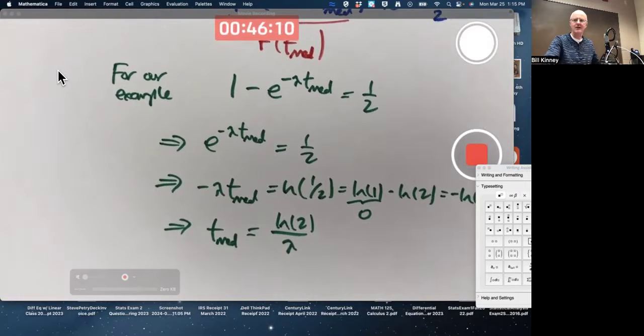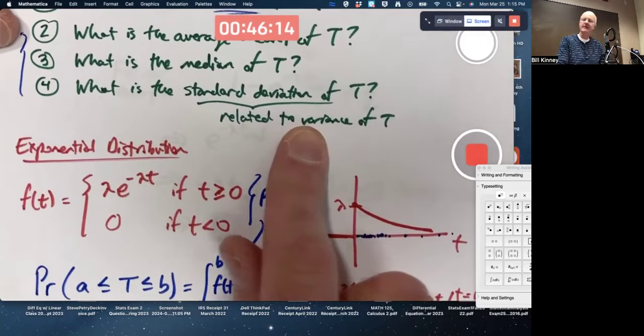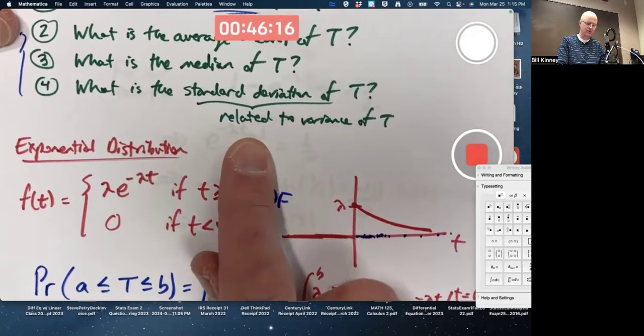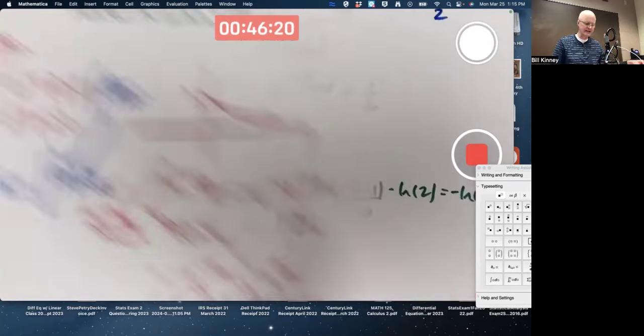How about a measure of spread? Standard deviation is related to the variance. You first have to calculate the variance.